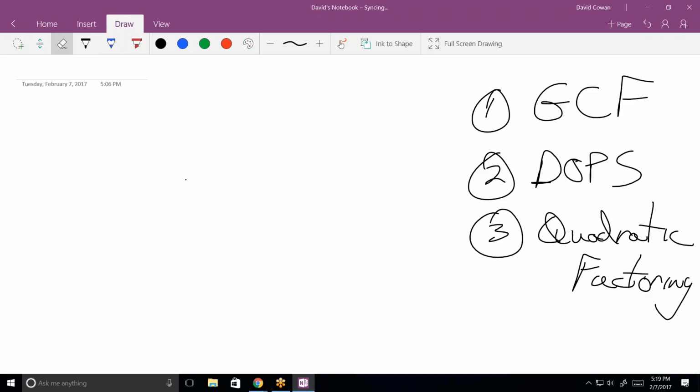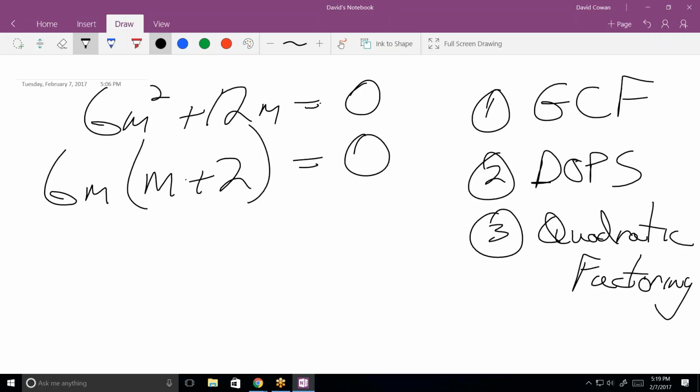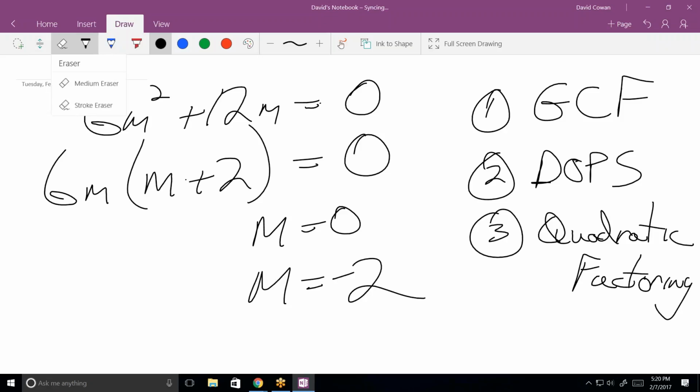What else you got? 6m squared plus 12m equals 0. Okay? First step? Get the greatest common factor. Okay. So what's the next line? 6m in parentheses m plus 2. And then 6m equals 0 and then m equals -2. And that's the way most of them will solve. You'll get two different solutions.